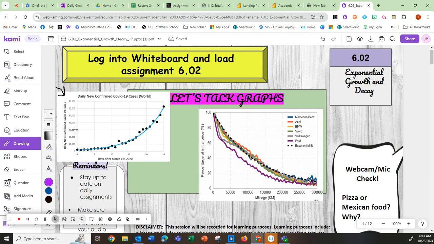So 10,000, 20,000, 30,000, and so forth on the y-axis. So 5 days after March the 1st, there looks to be about 5,000 cases. 10 days after March the 1st, 2020, there looks to be about 8,000. 15 days after March the 1st, there looks to be about 15,000. And then 20 days after March the 1st, it looks like there's about 30,000. And then 25 days after March the 1st, 2020, there looks to be 62, 63,000.